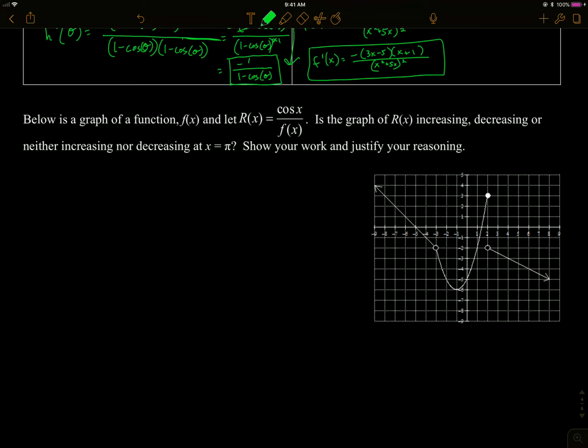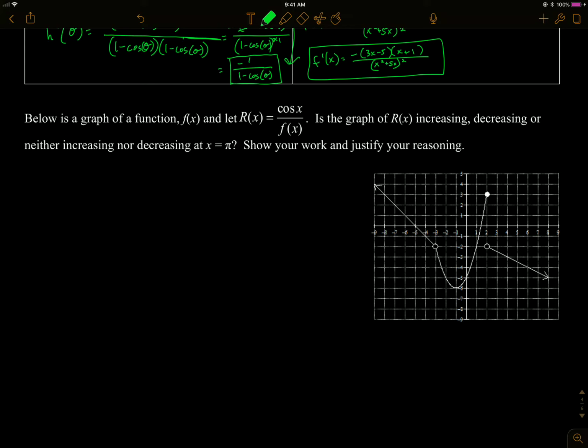Okay, now how do we do some of this with a graph, if we include a graph in there? So we're going to define r of x as cosine of x divided by this graph. Is the graph of r of x increasing, decreasing, or neither increasing nor decreasing at x equals pi? Show your work and justify your reasoning.